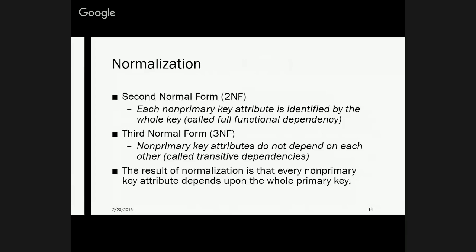I can't believe I can't remember that. I know what it is, like practically, but the statement. So the result of normalization is that every non-primary key attribute depends upon the whole primary key. That's basically a restatement of what you're looking for. They're just saying it in a different way.